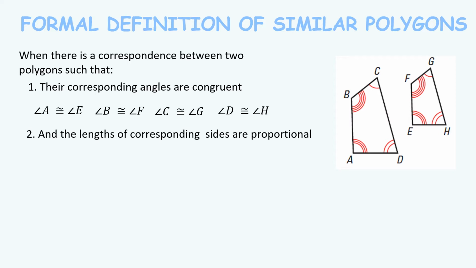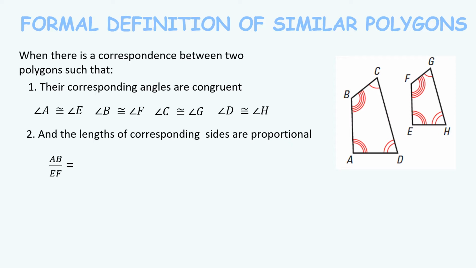The lengths of corresponding sides are proportional. So we're going to make this idea clear. When the lengths of corresponding sides are proportional, we can see from the figures that one seems like a reduction of the other, or it seems like we made that figure bigger than the other one. Either way, you can see clearly that, for example, the side AB corresponds to the side EF.